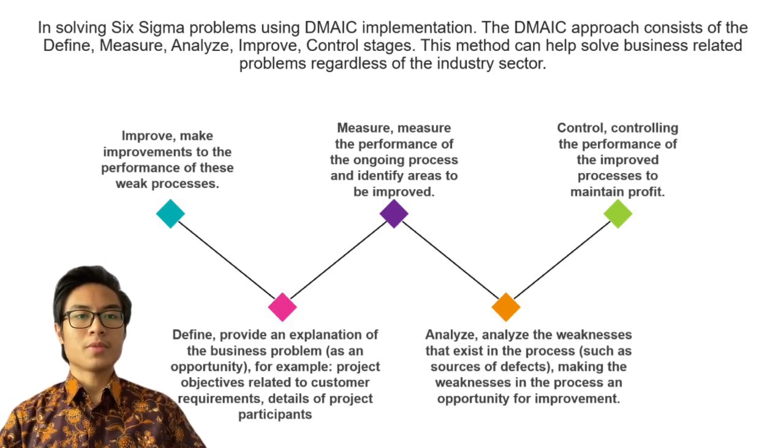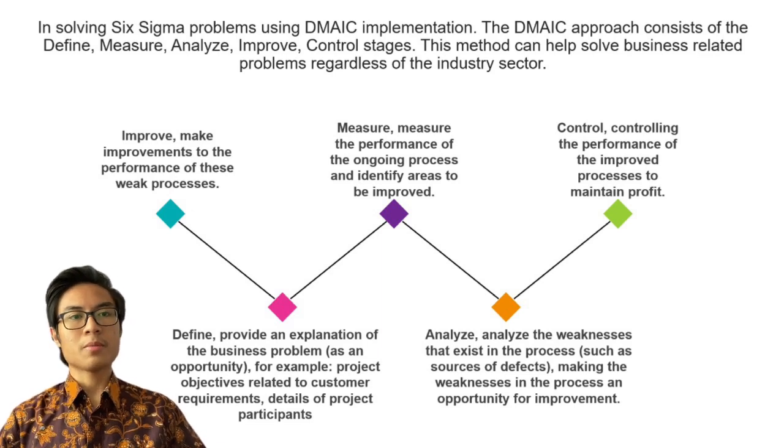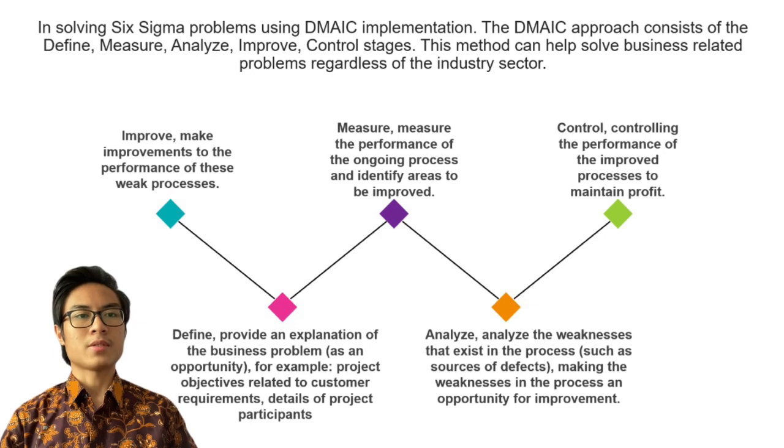Fourth is improve. Make improvements to the performance of this weak process. Last but not least is the control stage. Controlling the performance of the improved process to maintain profit.